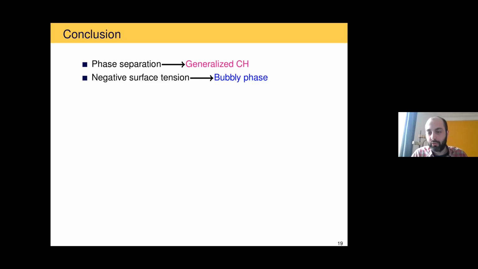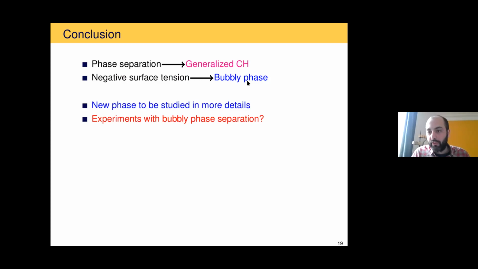So even when you have bubbles, you still have a phase separation between a liquid and a gas with well-defined densities. And this part is well understood using the generalized Cahn-Hilliard equation, which tells you that it's more or less like a passive phase separation, except that the interface is important. And the second step is that you have negative surface tension, in the sense that the pressure difference in a drop is negative, and that gives you reverse Ostwald ripening and ultimately this bubbly phase separation.